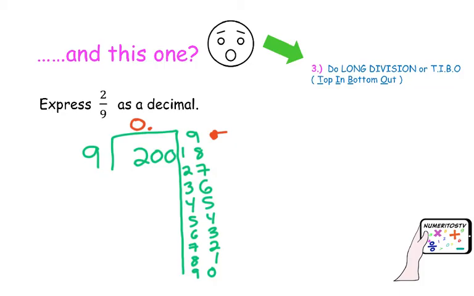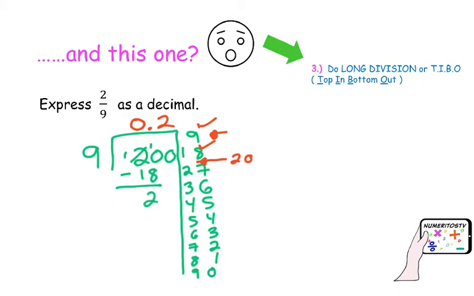So now I am going to use the number 20. How many 9s fit in 20? Well, if you observe your multiples, 20 fits between 18 and 27. So how many times does it fit? 2 times, and that will be 18. So I write that 18 below that 20, I subtract, and I get a remainder of 2.